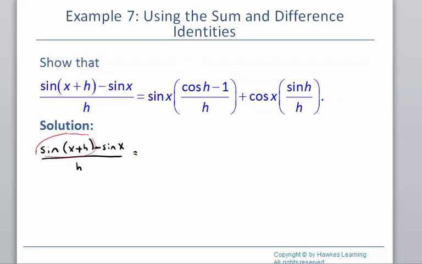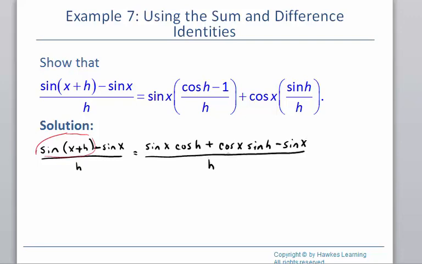So we'll have sine x times cosine h plus cosine x times sine h. And then at the end, I have a minus sine x. And it's all divided by h.